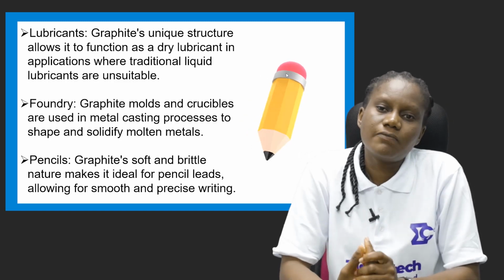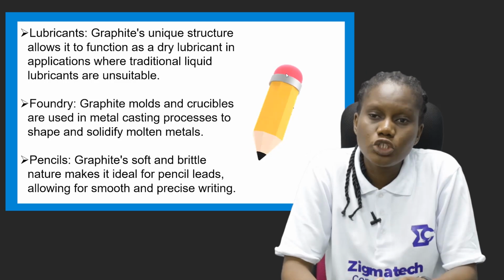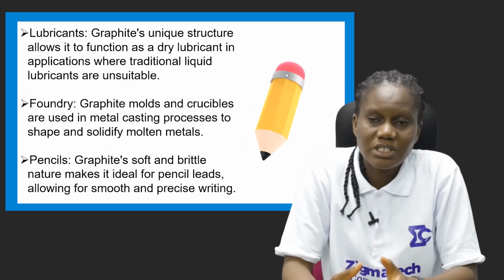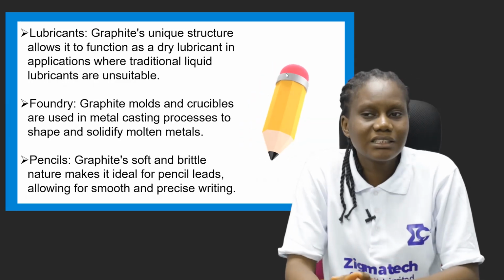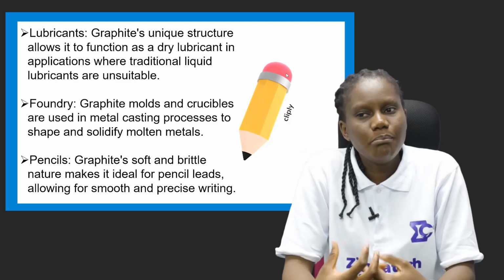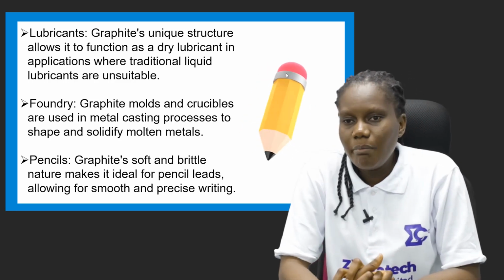The next is in foundry. Graphite molds and crucibles are used in metal casting processes to shape and solidify molten metals.